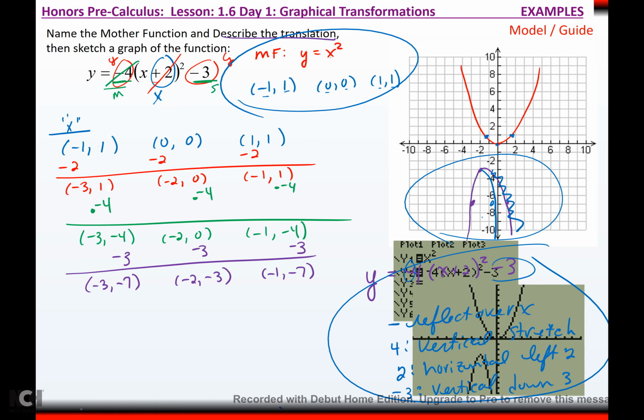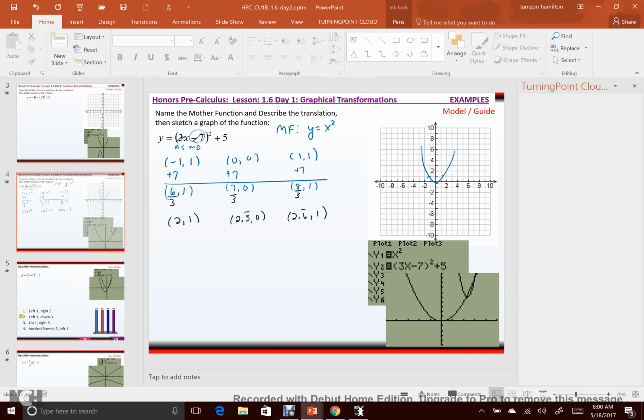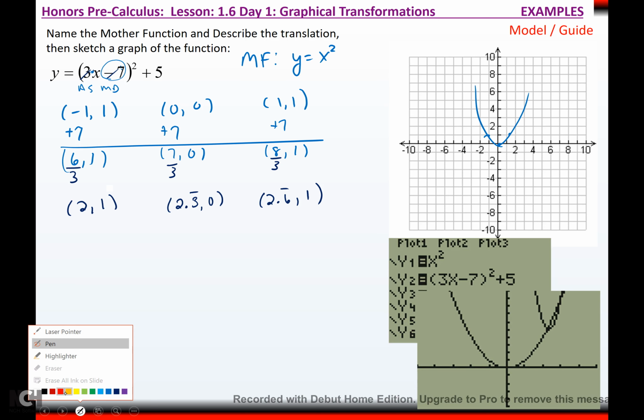2.3 repeating, 0. And this would be 2.6 repeating, 1. So I've done the x moves. The only y move that I have... arrows went away. See if I can't get them back. There we go. Alright, so we've done our x moves. The only y move to do is adding 5. It's going to go up 5, so I add 5 to the y's.